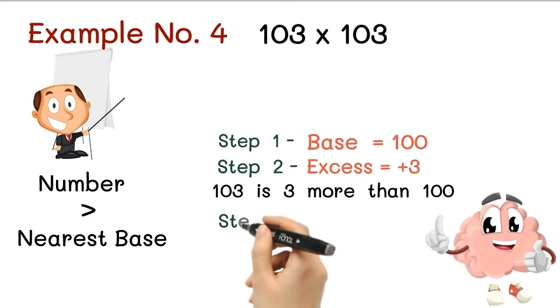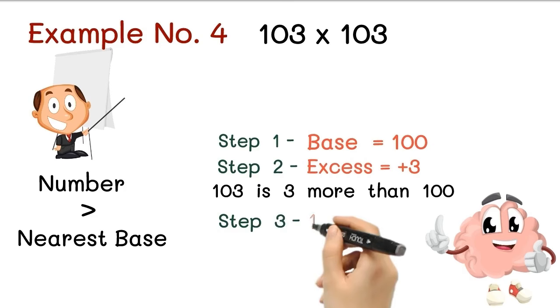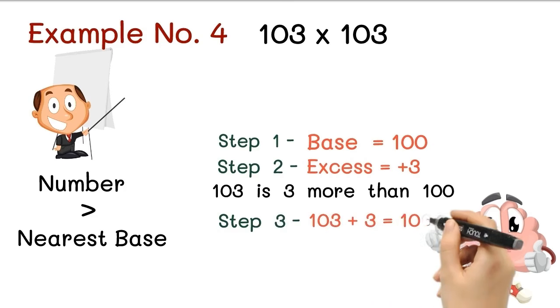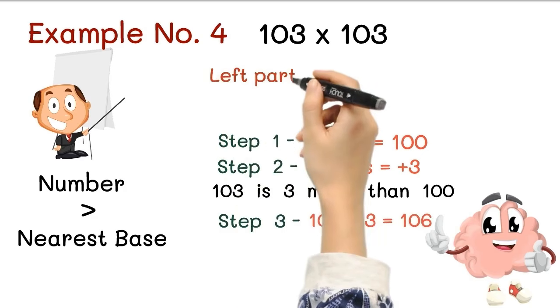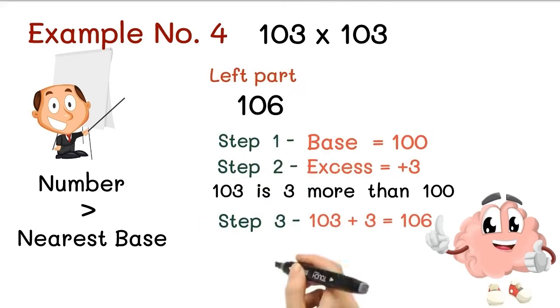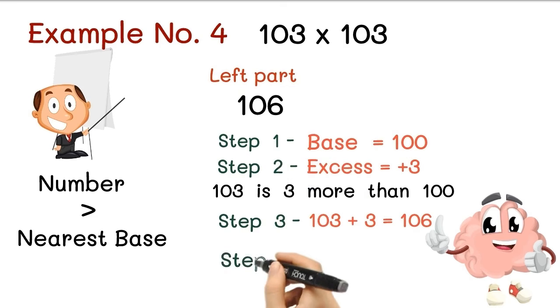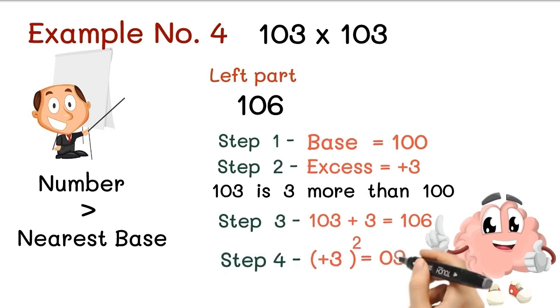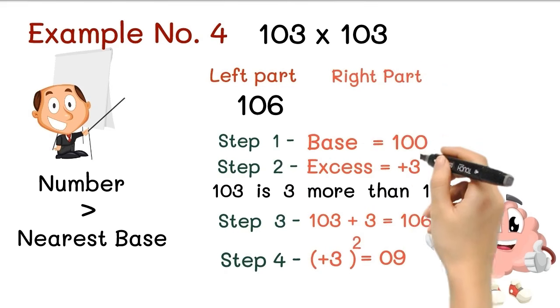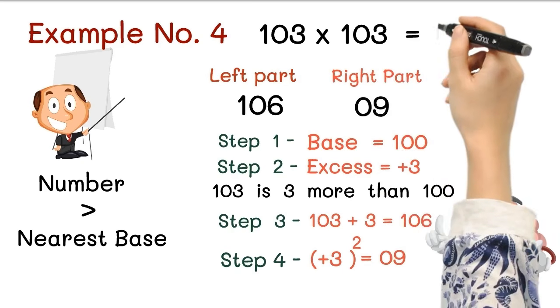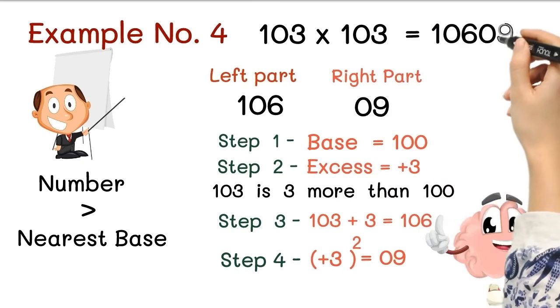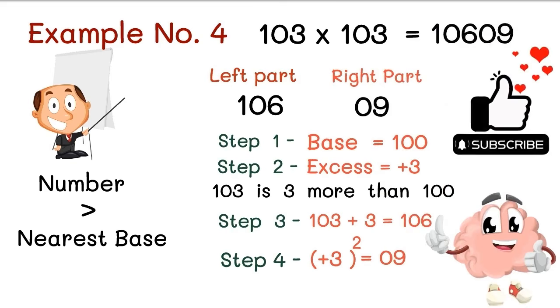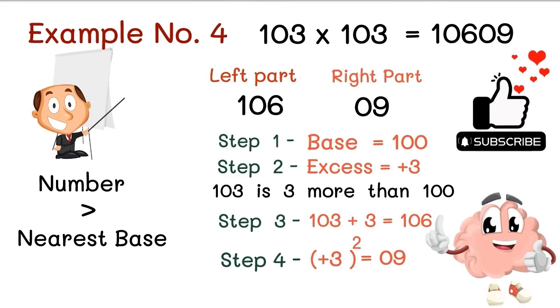In the next step we have to add the excess to the given number 103. Hence 103 plus 3 equals 106. And here we got the left part of the answer. Now proceed further to get the right part of the answer. Take the square of 3, which is 9. And finally we got the right part. So you have seen that we got the final answer, which is 10,609. Isn't that easy? It's a really super fast method.